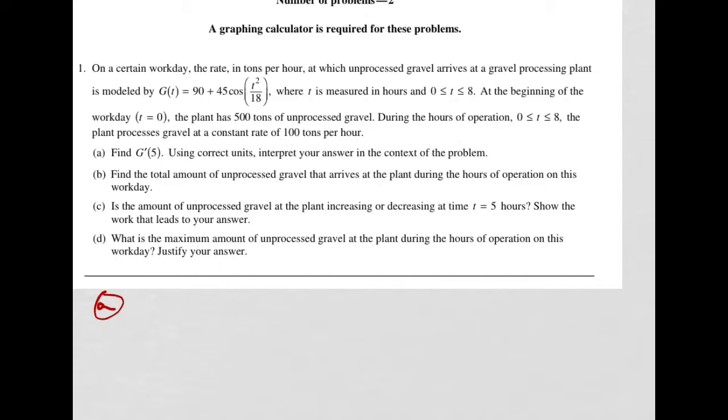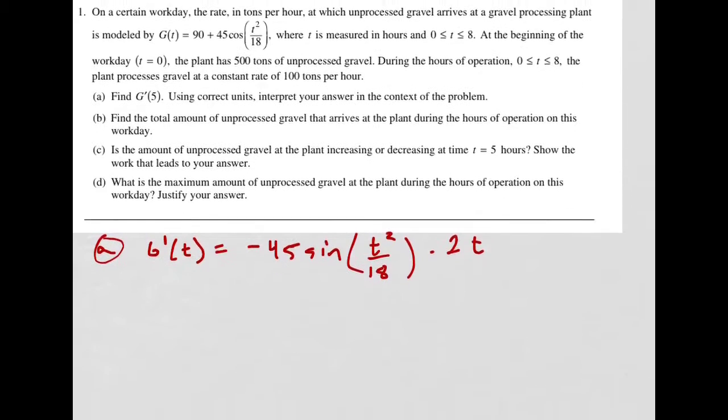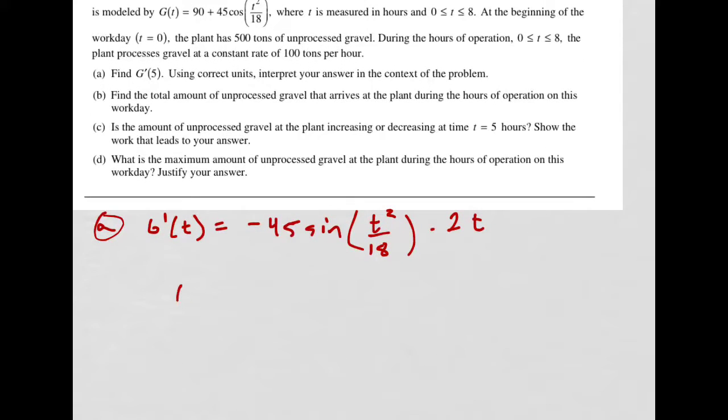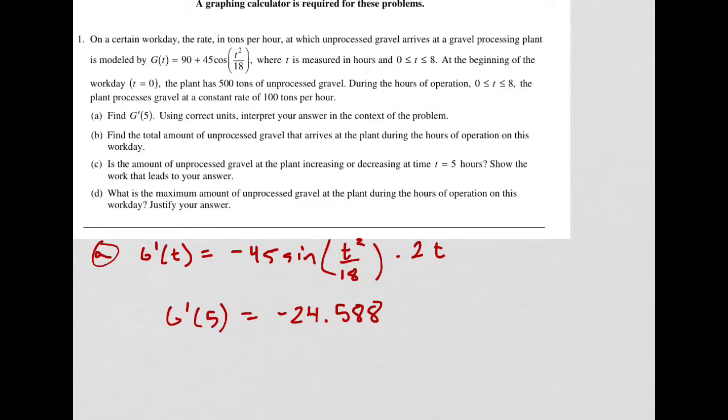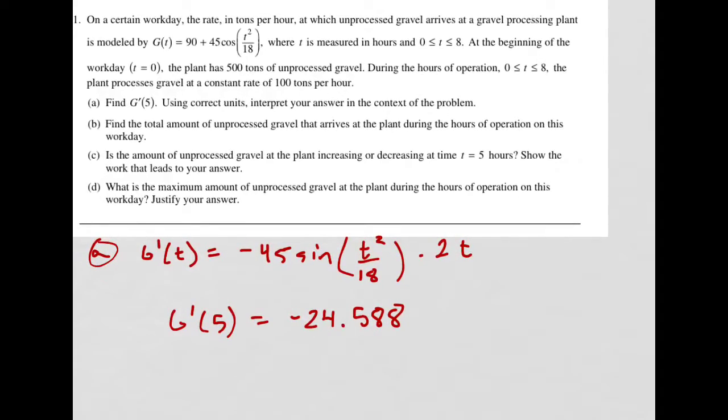Part A. Find G prime. Using correct units, interpret your answer in the context of the problem. Okay, just take the derivative. Easy. And then I can use my calculator to plug in T is 5. So let's interpret it. I have to say the units, using correct units.